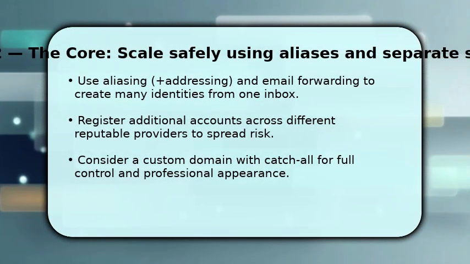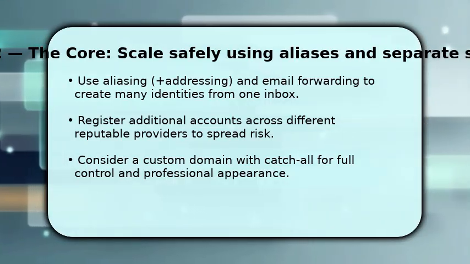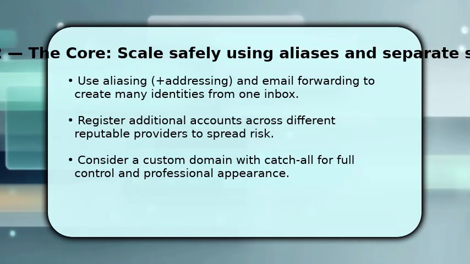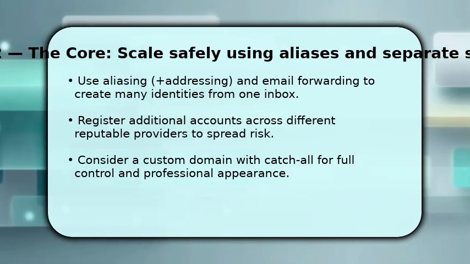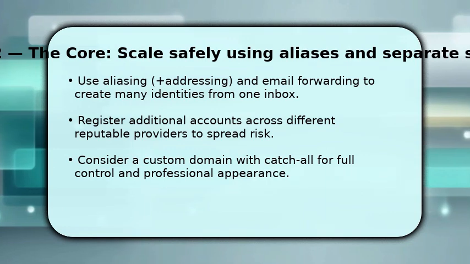Use plus addressing or aliases so one inbox handles multiple identities. This gives separation while keeping control. Set up forwarding rules and folders to keep each identity organized because deliverability and management matter. If you need many addresses, register across multiple respected providers rather than relying on one service. That reduces throttling and verification pressure.